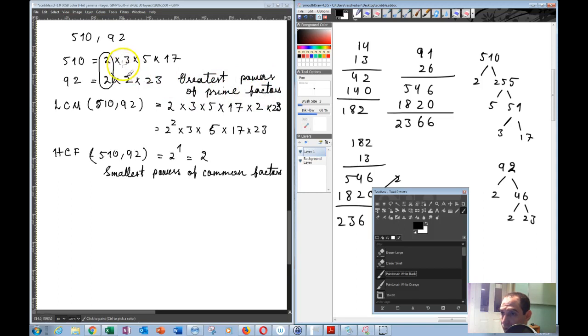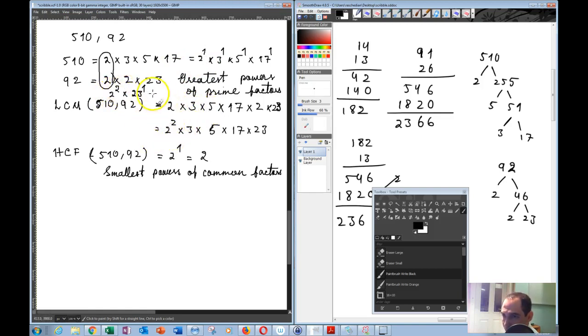So here the prime factors, for example, we have 2 raised to the power 1 times 3 raised to the power 1 times 5 raised to the power 1 times 17 raised to the power 1, and over here I have 2 raised to the power 2, and here I have 23 raised to the power 1. So now the greatest powers of prime factors: I have 2 raised to the power 2 and 2 raised to the power 1. So I take 2 raised to the power 2, which is the greatest power of the prime factor 2.